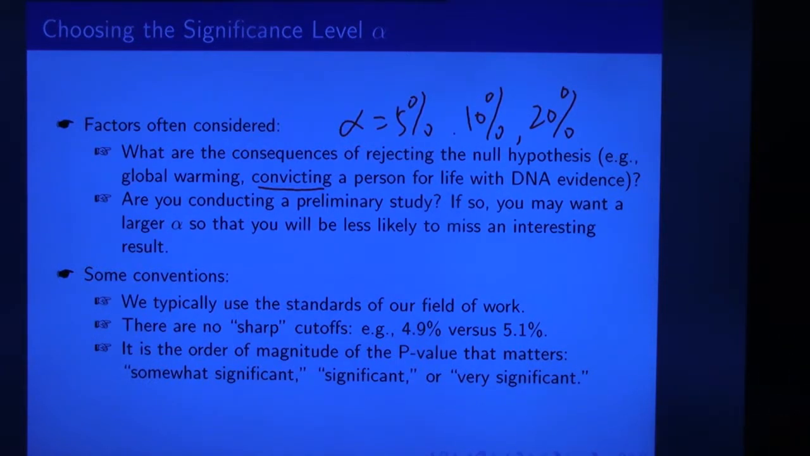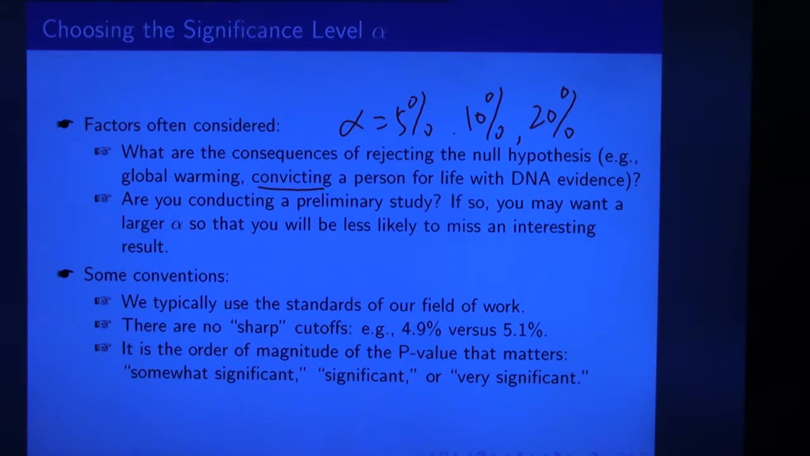This is the first point. The second point: are you conducting a preliminary study? For example, you try to invent a drug that can cure cancer, and you run an experiment and get a result. In this case, you do not want to miss any interesting result. The drug you invented may be effective to cure a cancer.